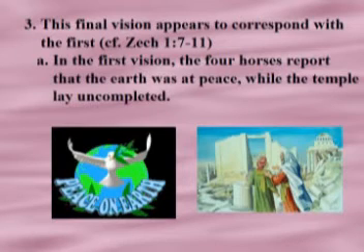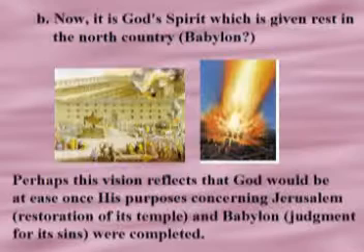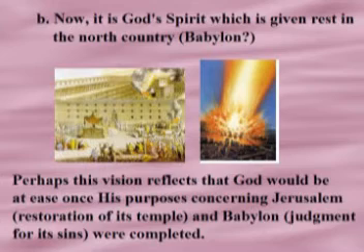A. In the first vision, the 4 horses report that the earth was at peace while the temple lay uncompleted. B. Now it is God's Spirit which is given rest in the north country, Babylon? Perhaps this vision reflects that God would be at ease once his purposes concerning Jerusalem, restoration of its temple, and Babylon, judgment for its sins, were complete.